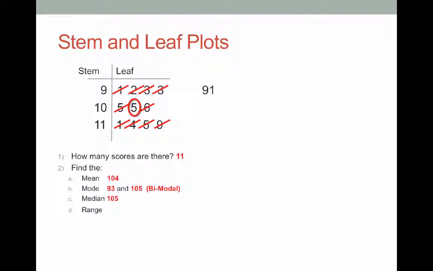Finally, we need our range. Our range is found by finding the lowest number and subtracting it from the highest number. So in this case, our range is 119 minus 91. Our range is 28. This means that our set of data ranges over 28 different types of scores, or it could possibly be between 28 different scores.